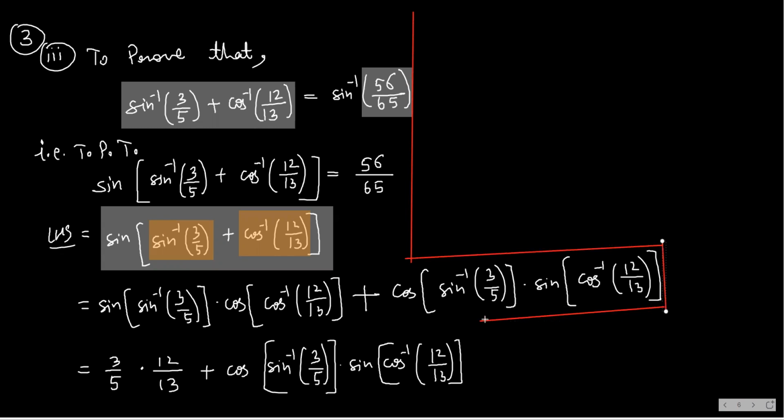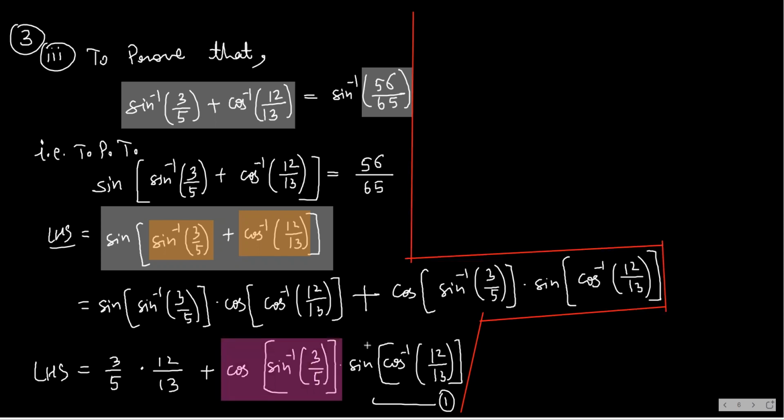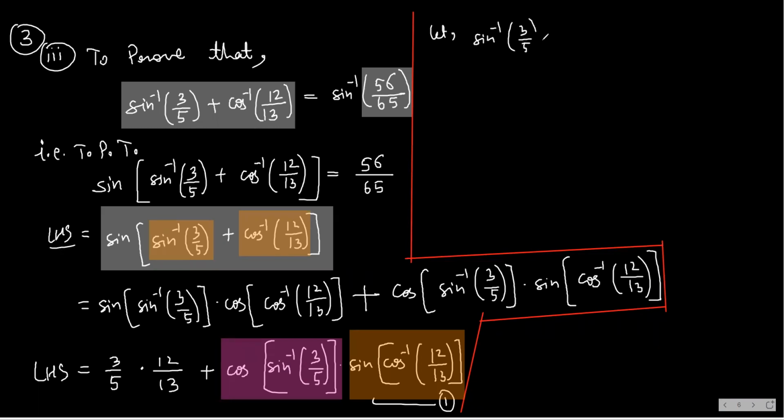So here, the next step I write: this is my LHS, definitely, and this is my 1. Now I need to work on these two. I need to work on these two. So first I will take this, cos of sine inverse 3 by 5. See, how do I go ahead? I write, let sine inverse 3 upon 5 equal theta.